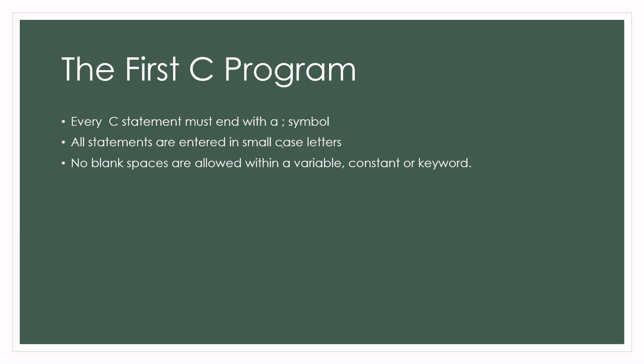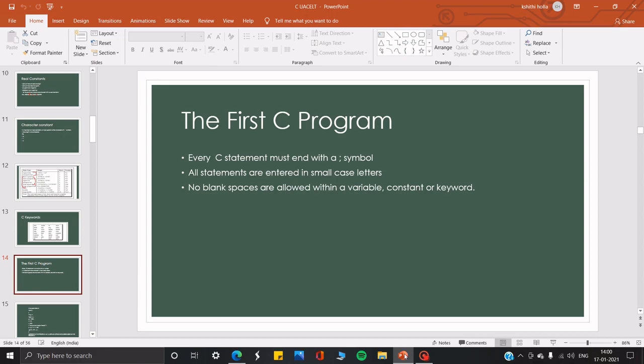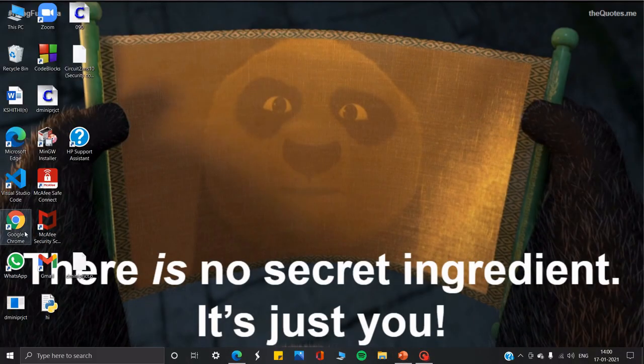So let's move into our first C program. It would be good if you have a downloaded C compiler like CodeDocs, but even an online compiler is okay. Here it says every statement must end with a semicolon, all statements are entered in small case, and no blanks are allowed within a variable name. So let's move to our online compiler.